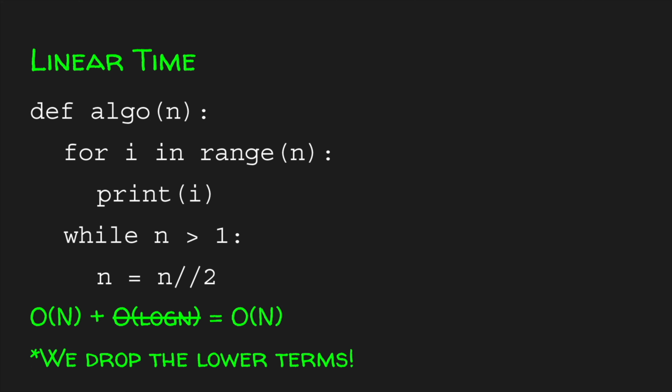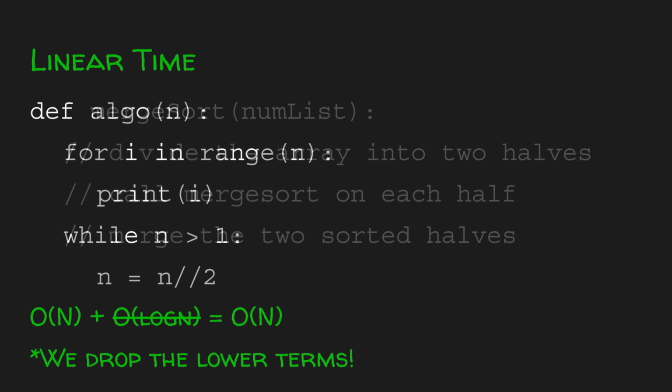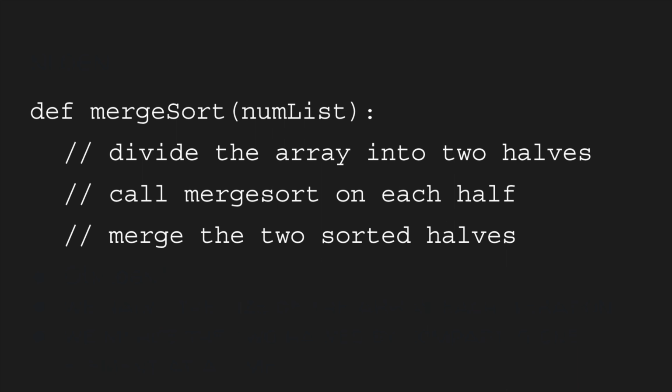Okay, the next one's a bit complicated. What is the runtime of this algorithm? This is called merge sort. It takes in an unordered list of numbers and it returns the list fully sorted from smallest to largest. It first divides the array into two halves, calls merge sort on each half, and then merges the two sorted halves one element at a time by taking the minimum of the front of both halves and tacking that on to the end of the sorted array that it's building.